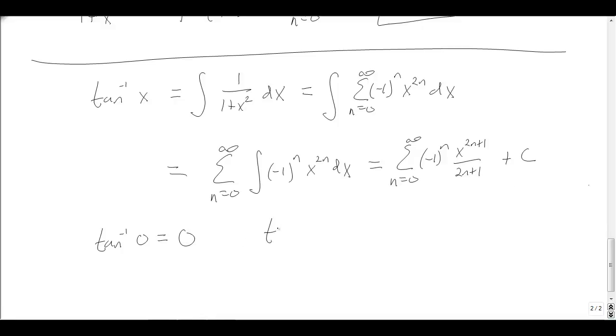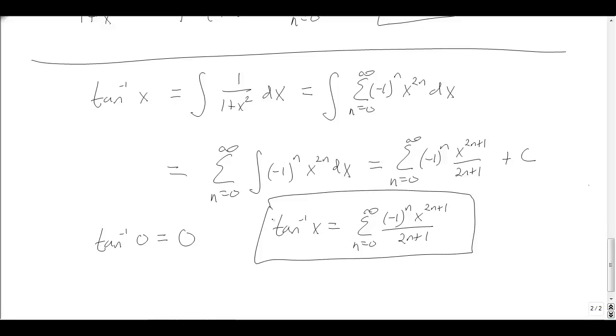So our answer here, it's kind of ugly, is that inverse tangent x is the summation from n equals 0 to infinity of negative 1 to the n, x to the 2n plus 1 over 2n plus 1. So all we had to do was take our original series and integrate to get a series for arctangent x.